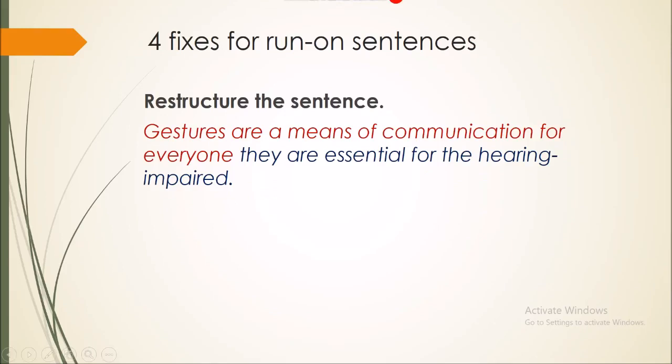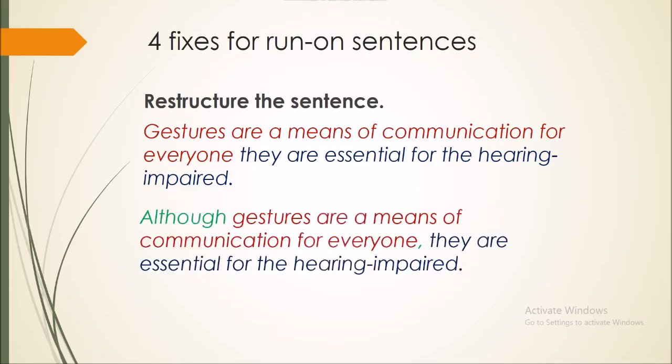The last way of fixing the run-on sentence, which is very popular among people, is to restructure the sentence. Here is an example. Gestures are a means of communication for everyone. They are essential for the hearing impaired. We restructure the sentence and get a new dependent and independent clause. Although gestures are a means of communication for everyone, here is the dependent clause. After that, we use a comma. They are essential for the hearing impaired.